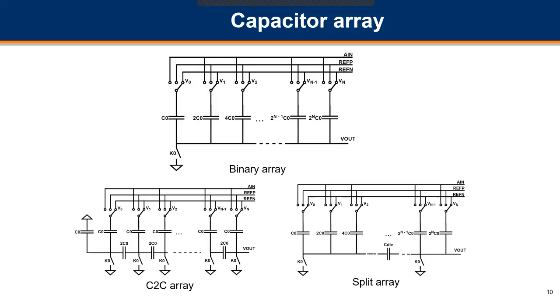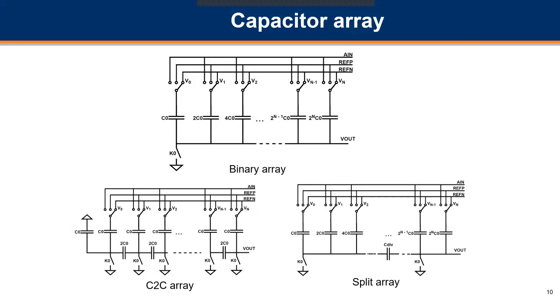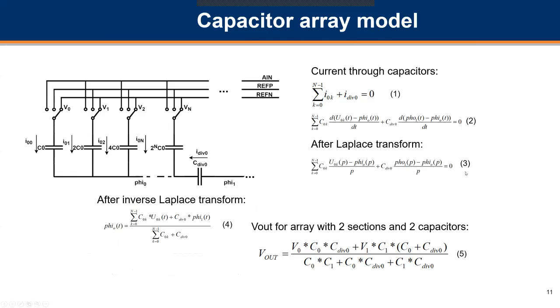And the last one is split array, which is a kind of compromise between the binary array and the C2C array. On the one hand, it doesn't require many switches, which reduces the SNR limitation. And on the other hand, there is no need for large capacitors. In this case, it is necessary to calculate the value of the dividing capacitor to preserve the binary inter-bit ratio.